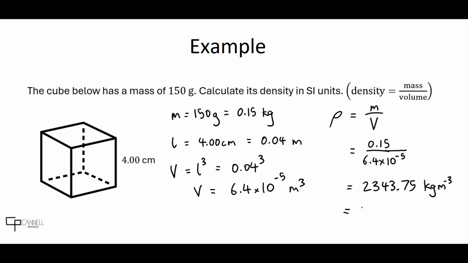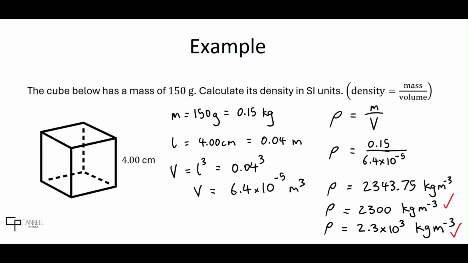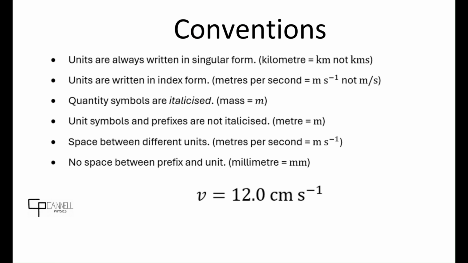Now we have 2 options here. We could write this as 2,300, rounded to the nearest hundred, or we could write it as 2.3 times 10 to the power of 3 using scientific notation. Either way, both are 2 significant figures. And I'll just complete my working there. So either that one or that one, and that's it.